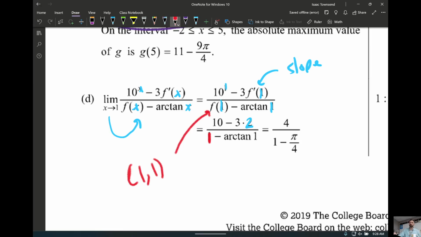Okay, what about arctan of 1? What does that mean? Inverse tangent of 1. Okay, so why is that pi over 4? Because tangent equals 1, right? Pi over 4. It does. So if you did pre-cal last year, the angle that's within the range of inverse tangent, where tangent is 1, is pi over 4.